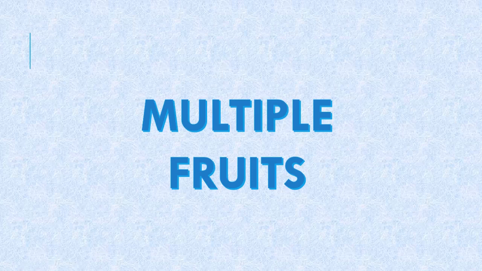Today's class is on multiple fruits. As you all know, there are mainly four types of fruits: A. Simple fruits, B. Aggregate fruits, C. Multiple fruits, and D. False fruits. In today's class, we'll go through a series of pictures, and from them, let us see if we can make out what multiple fruits are.